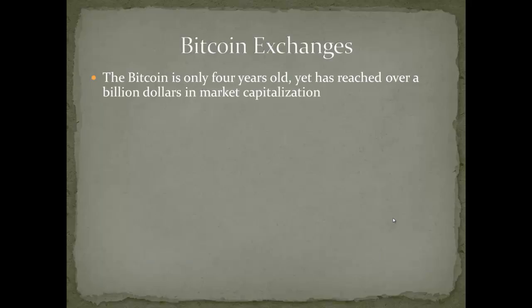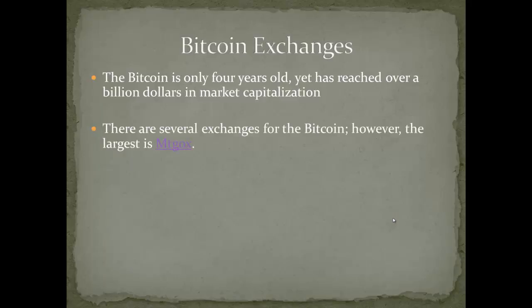Now, in terms of Bitcoin exchanges, right now the market is only 4 years old. And as with any new market, you expect a small group of people to control most of the exchange. And it's only reached about $1 billion in capitalization. And the largest exchange is Mt. Gox. We're going to have an entire lecture on Bitcoin speculation, where I'll show you in more detail Mt. Gox and talk about the Bitcoin price and how people make money through speculation.